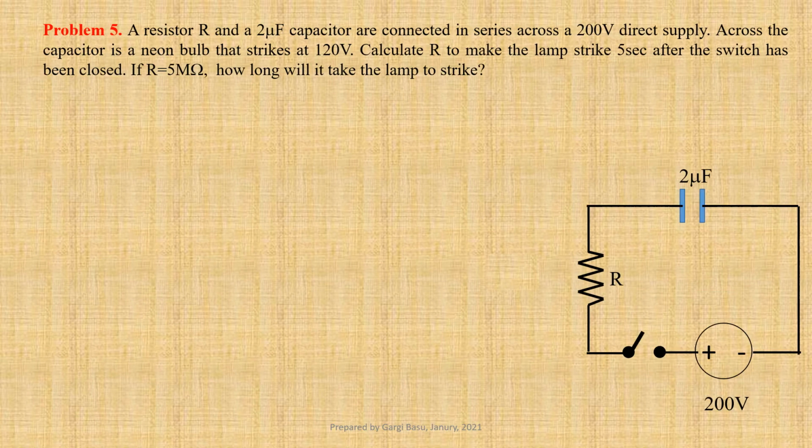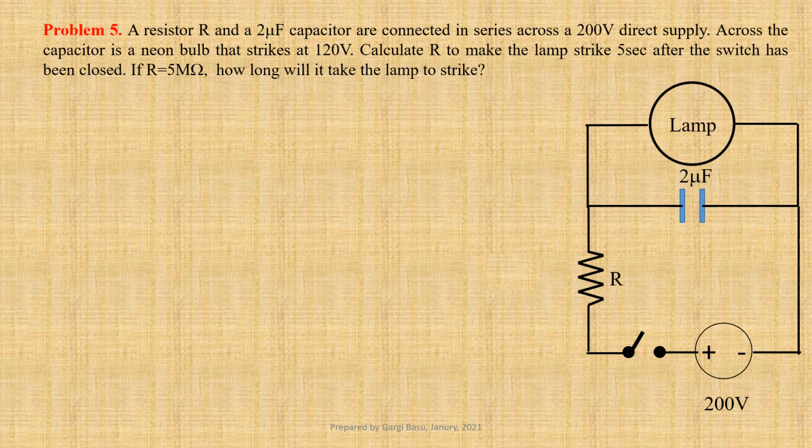Problem number 5. A resistor R and a 2 microfarad capacitor are connected in series across a 200 volt direct supply. Across the capacitor is a neon bulb that strikes at 120 volt. We have to calculate the value of R to make the lamp strike 5 seconds after the switch has been closed. If R equals 5 mega ohm, we have to calculate the time taken by the lamp to strike.